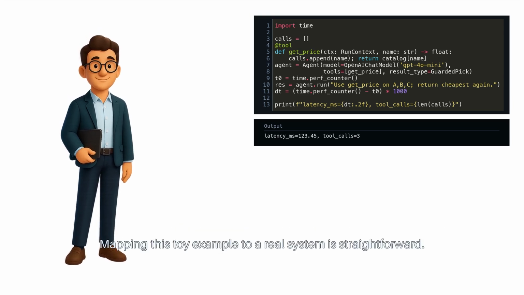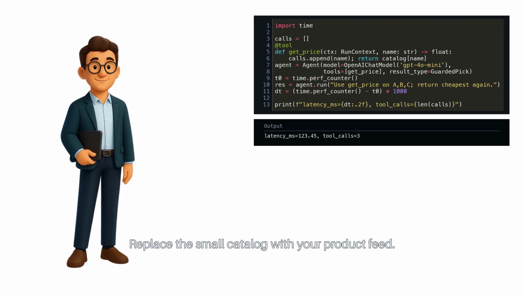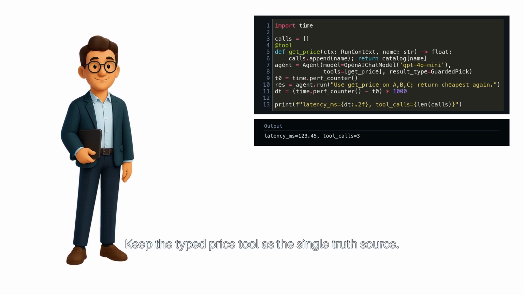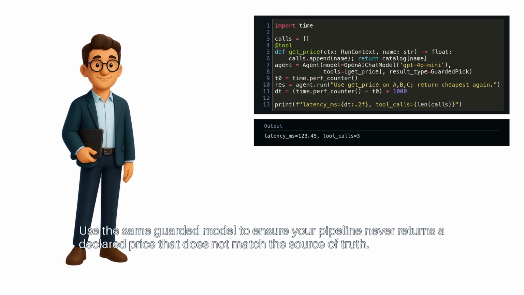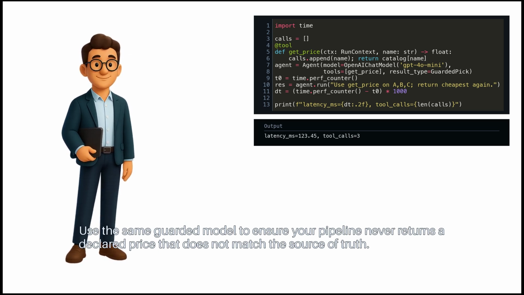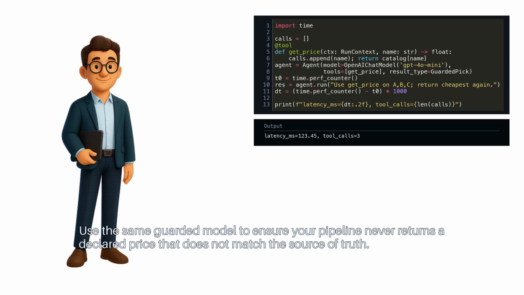Mapping this toy example to a real system is straightforward. Replace the small catalog with your product feed. Keep the typed price tool as the single truth source. Use the same guarded model to ensure your pipeline never returns a declared price that does not match the source of truth.